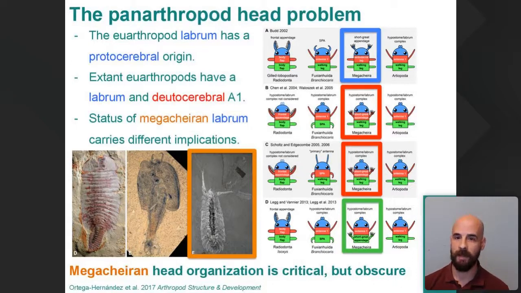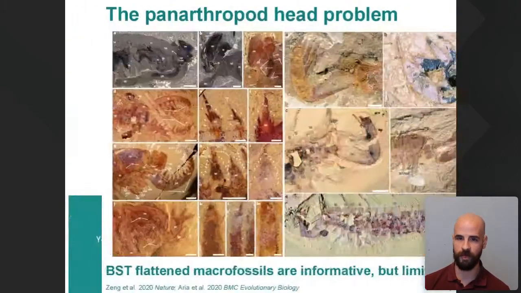And in particular, megacheirans are a real pain, because every single position for the great appendage derivation has been suggested at some point or another, including the protocerebrum, the deutocerebrum, and the tritocerebrum. And depending on where these great appendages come from, these iconic raptorial limbs, we have very different implications for whether the labrum exists in megacheirans, and if so, what segment these great appendages come from. So that is what we're going to explore today.